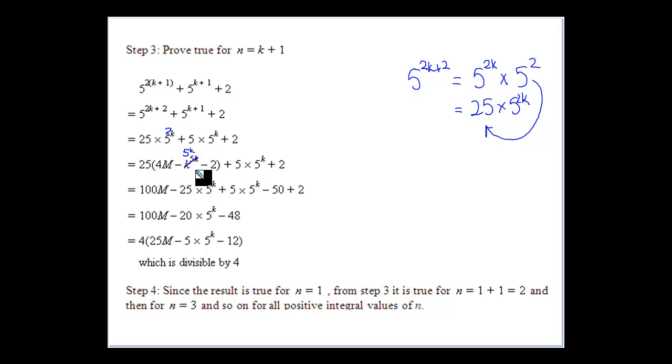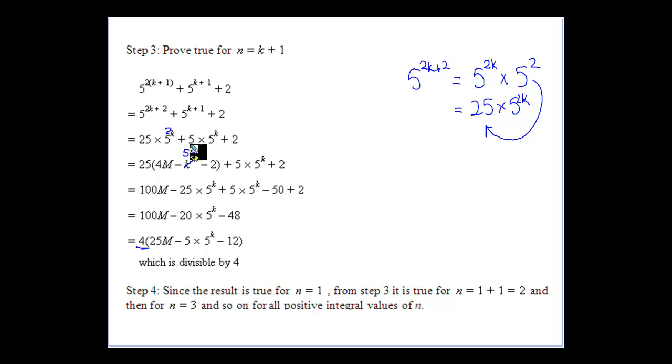25's out the front, expand it out. So we get 100m minus 25 lots of 5 to the power of k. We're going to add 5 times 5 to the power of k there, and we're going to have 25 times minus 2 is minus 50, and a plus 2 there. Now we add our like terms: minus 25 plus 5 is minus 20, and minus 50 plus 2 is minus 48. We can factorise a 4 out, which gives us 25m, that's an integer, 5 times 5 to the power of k, that would be an integer, minus 12, which is definitely an integer, which means it's divisible by 4, so thus it must be true.